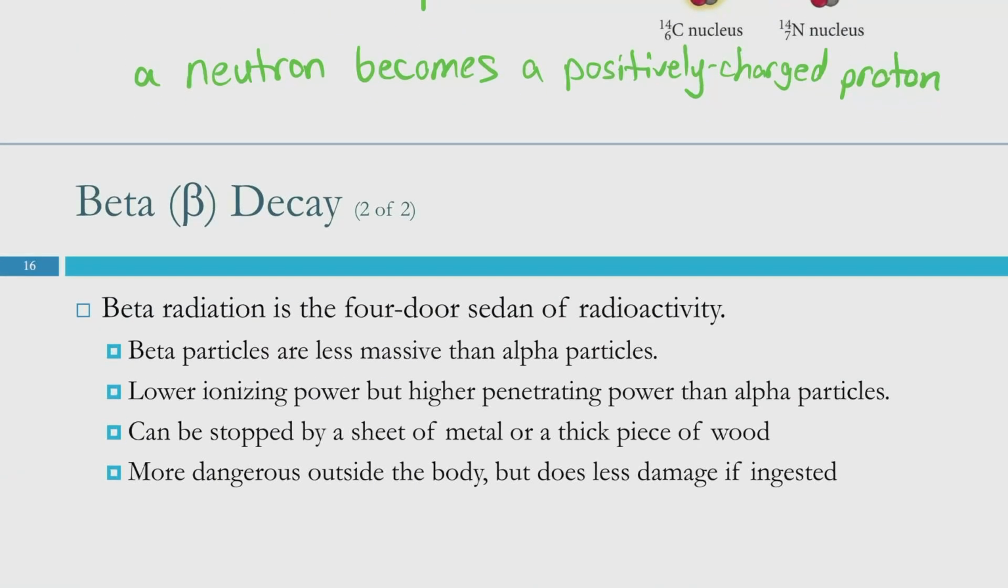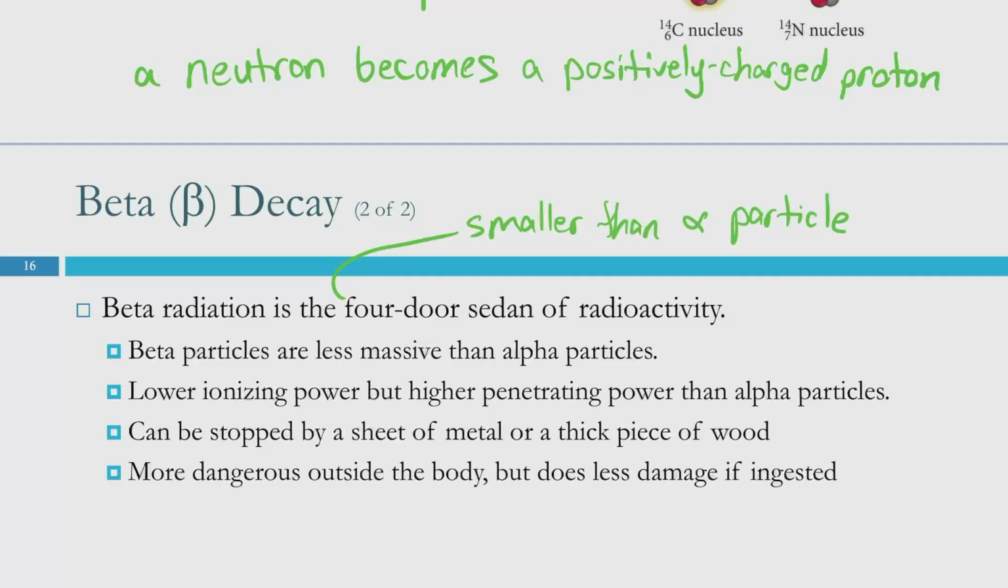Our beta radiation is smaller than alpha decay, or alpha particle. Right, our alpha particle was a helium nucleus, so 2 protons, 2 neutrons. Protons and neutrons are like 2,000 times the size of an electron. So we're like 8,000, 9,000 times the size for an alpha particle versus just one single electron.